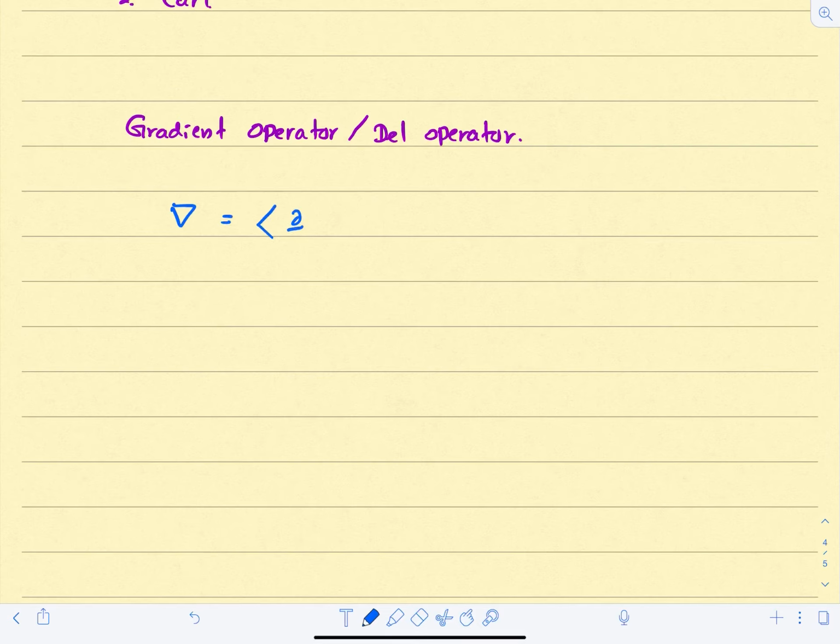Now in three-dimensional space, this gradient operator has three components. The first one is partial over partial x, the second one is partial over partial y, and the third one is partial over partial z. And if you want the gradient operator in two-dimensional space, we take this third component equal to 0.